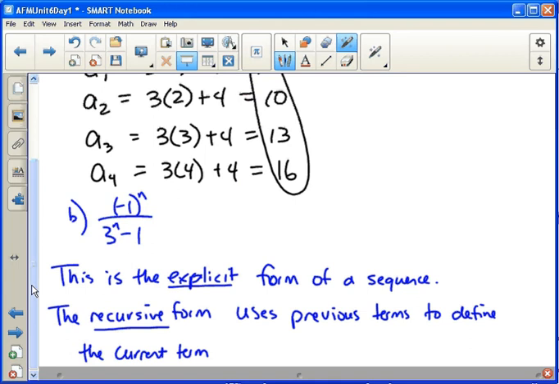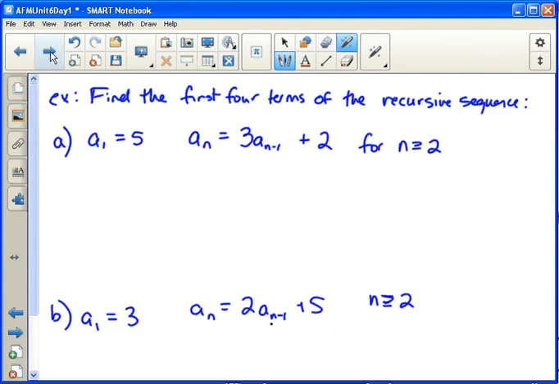So let's look at this first example. Find the first 4 terms of the recursive sequence. Now recursive sequences are going to start by giving you at least the first term. Sometimes they'll give you more than just the first term. Sometimes they may give you the first 2 or even 3 terms, but they'll always give you at least one. So we start with one term, and then they give you a rule or an equation about what to do to get the rest of the terms.